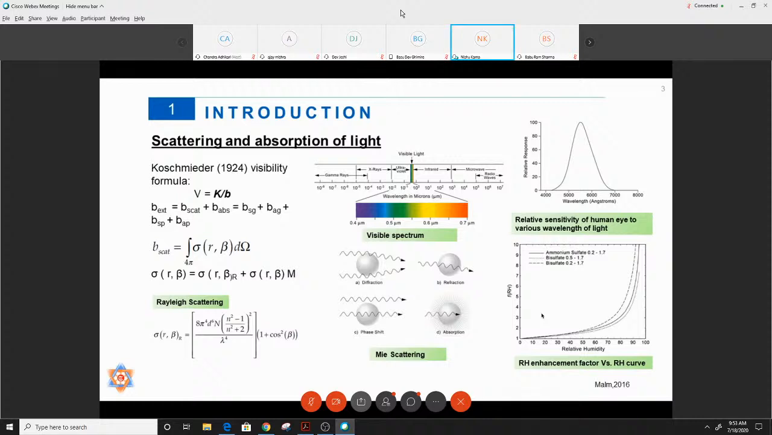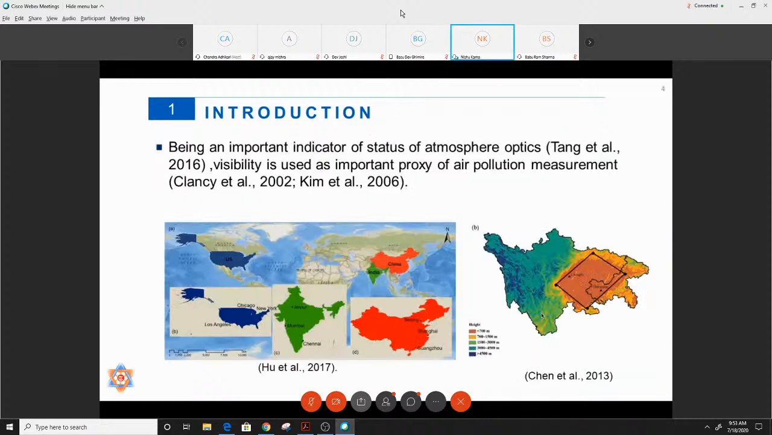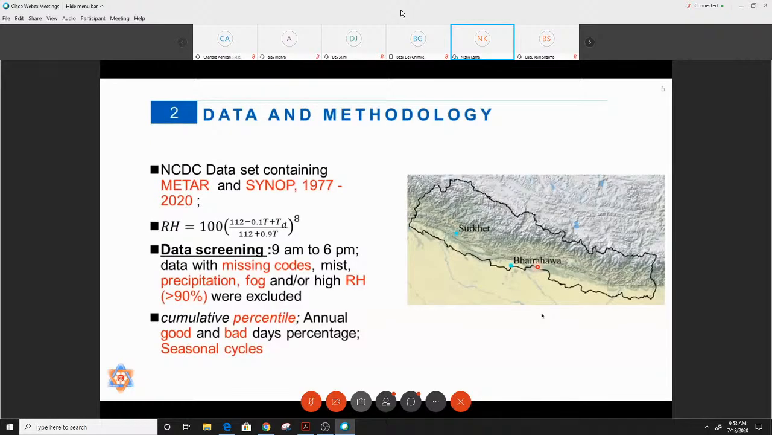In summary, visibility is an important indicator of atmospheric optics and is used as a proxy in air pollution studies. In my study, I have used historic climatological data of these two places, Surkhet and Bhairahawa. These two places have quite contrasting features in terms of geography and climatic condition.